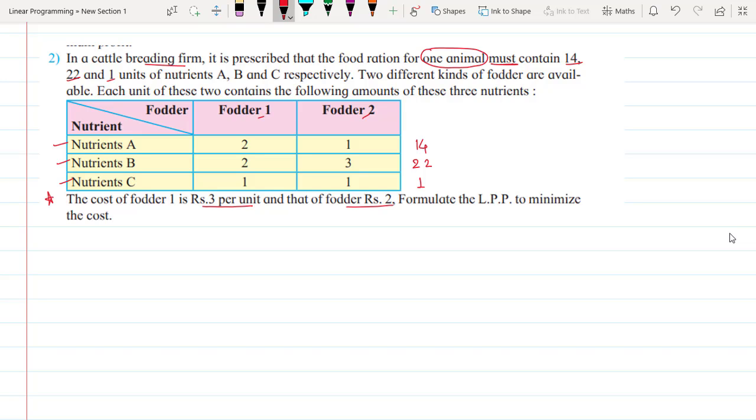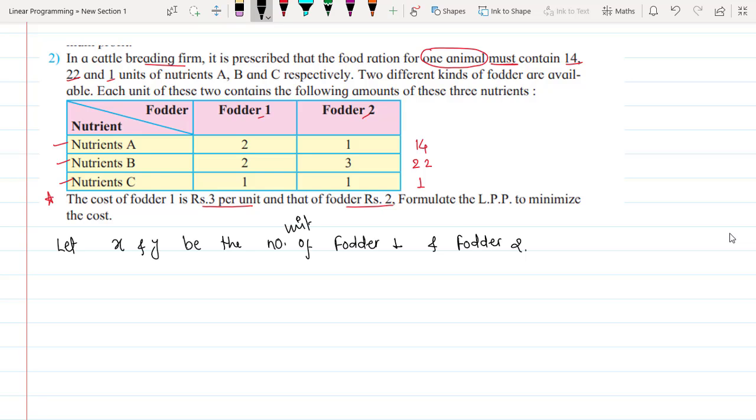Formulate the LPP. Fodder 1 per unit is mentioned, so what will we say here? Let x and y be the number of fodder 1 and fodder 2. Okay, these are the number of units. We can say the number of units of fodder 1 and fodder 2.